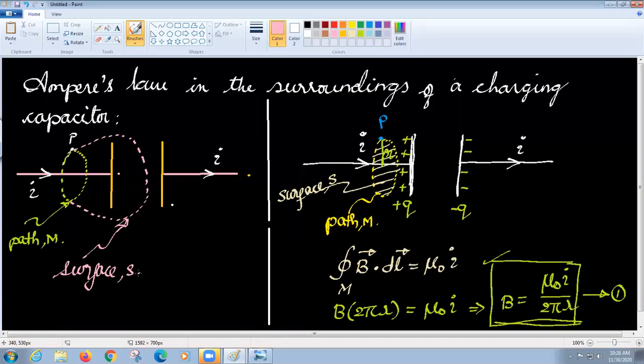Now you tell me, what is the current intercepted by this surface, yes? Anyone? Who is going to answer this question? What current is this surface, yes, intercepting? Anyone?